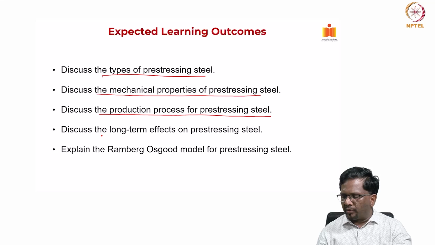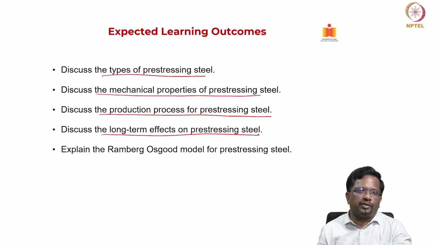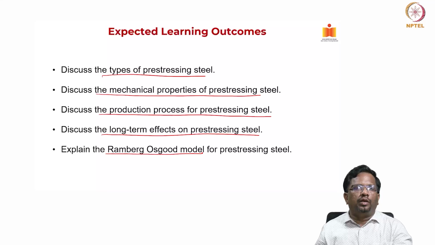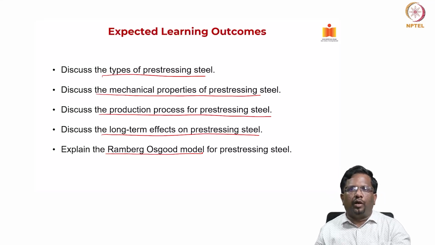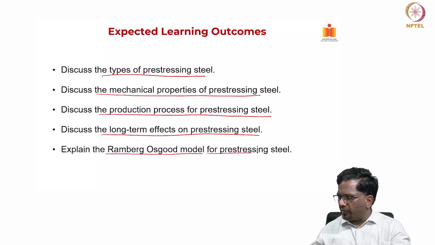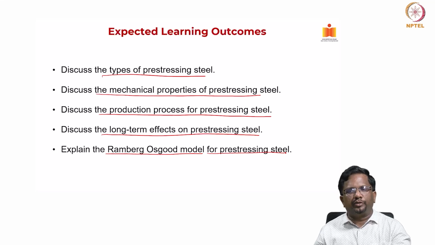And we will also talk about long-term effects of pre-stressing steel. Basically, pre-stressing steel undergoes relaxation, so we will see what relaxation is. Briefly, we discussed it in the previous module, but we will see how to estimate the loss that is happening from relaxation. Then we also have the Ramberg-Osgood model. That's one stress strain curve model, and we will see how to develop that model based on the test data so that it can be used for design purposes. So, these are the expected learning outcomes.